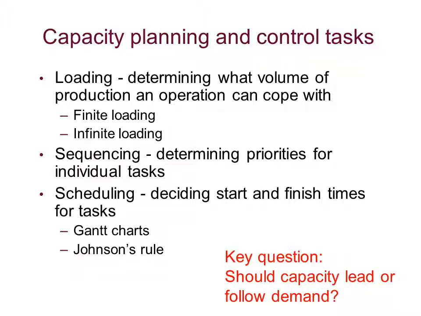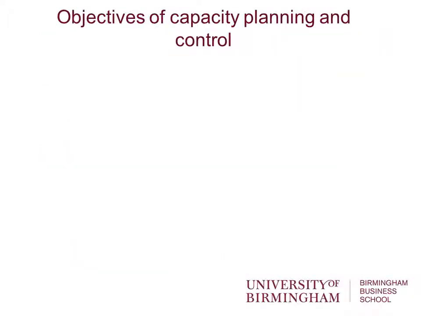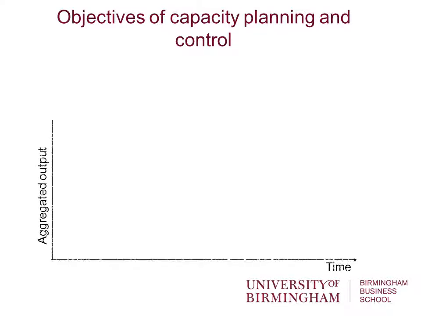The key question here is, should capacity lead or follow demand? And we'll think about this when I get on to what we mean by demand and the nature of demand conditions. Okay, so what are the objectives of planning and control? These are to think about demand and the relationship between capacity and demand.